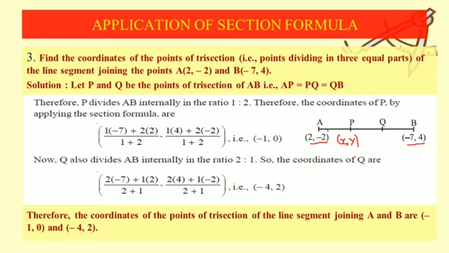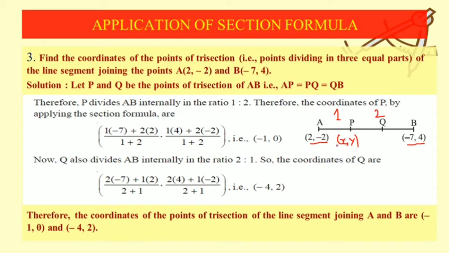So if we take the length of AP, it will be 1 part. And for PQ, right now forget the point Q; we have to find this point P's coordinate. So this is 1 part of the line, and from P to B this is 2 parts of the line. So our ratio will be 1:2. So for this point P the ratio is 1:2.